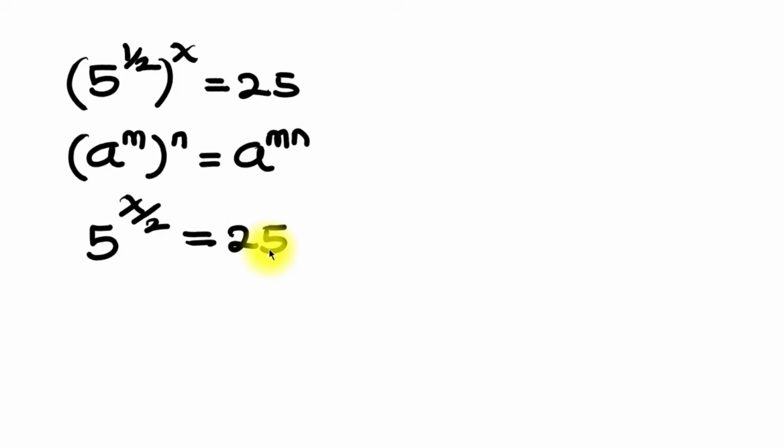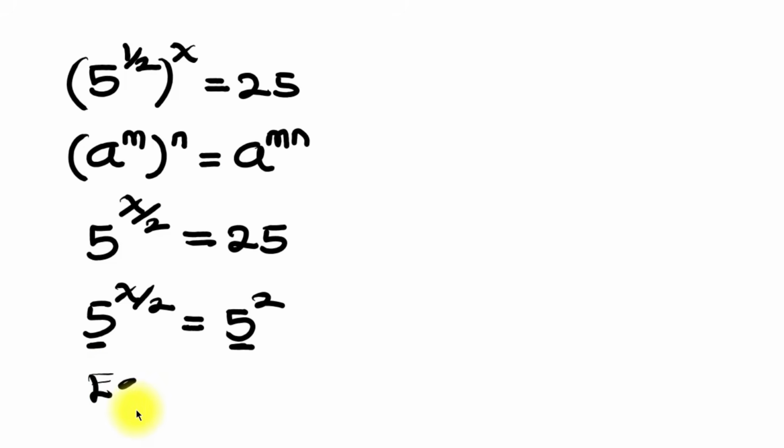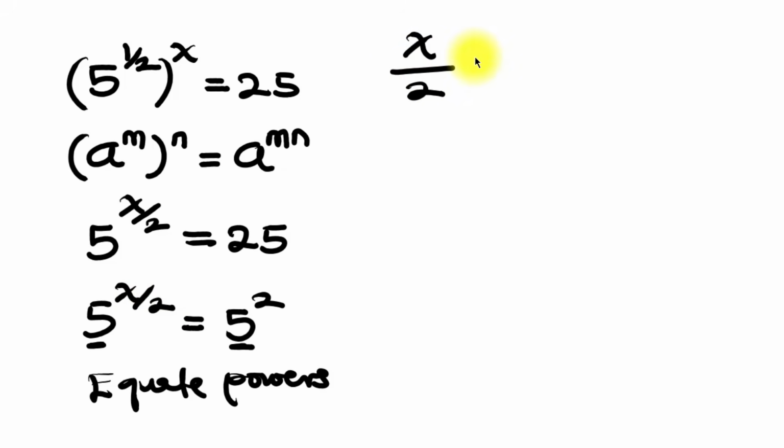Good. Now, is it possible that we make the base on the right hand side to be 5 just as it is on the left hand side? Yes. So this is 5 to the power of x over 2 equal to 25, which is a perfect square, which means it can be written as 5 squared. Very good. Now the base on the left and the base on the right are the same. So we can equate powers. The power on the left is x over 2, and this is equal to the power on the right, which is 2.